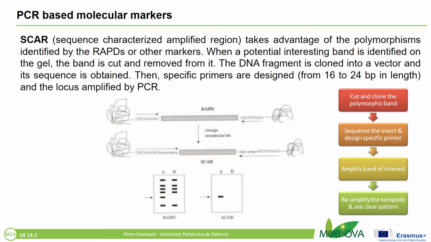Another codominant marker is SCAR, sequence characterized amplified region, that takes advantage of the polymorphism identified by RAPDs or other markers. When a potentially interesting band is identified on the gel, the band is cut and removed from it. The DNA fragment is cloned into a vector and its sequence is obtained. Then specific primers are designed, from 16 to 24 bases in length, and the locus is amplified by PCR.